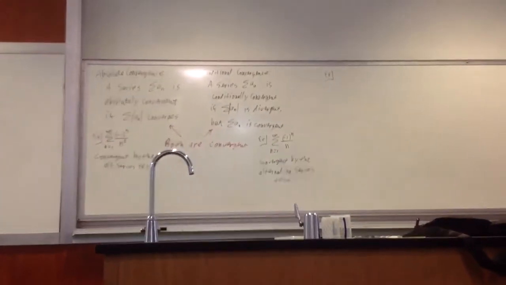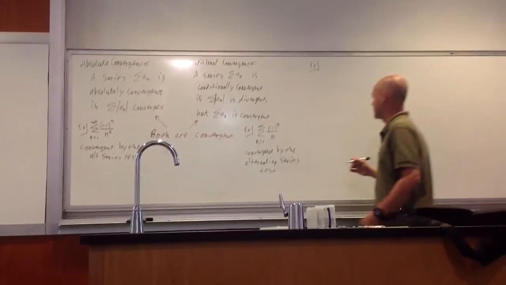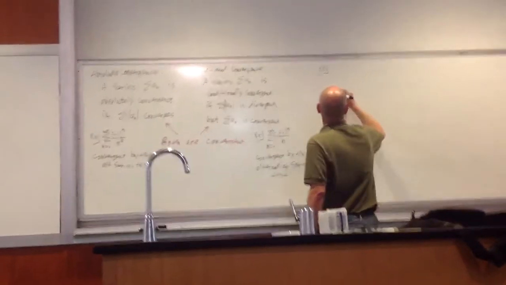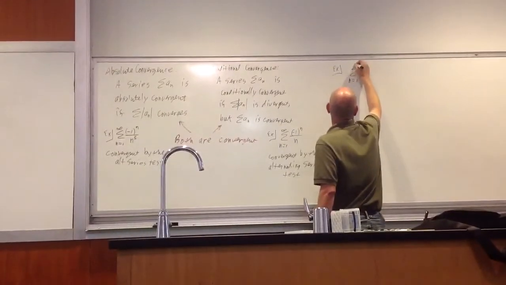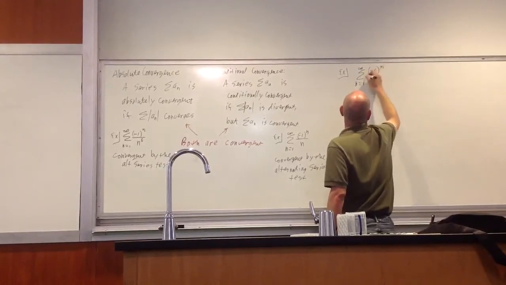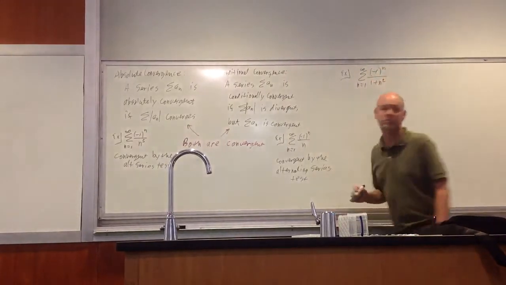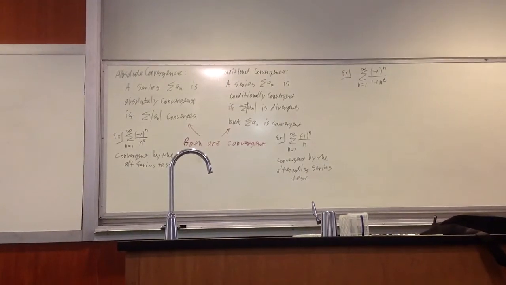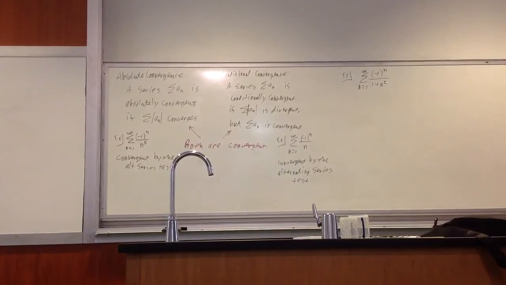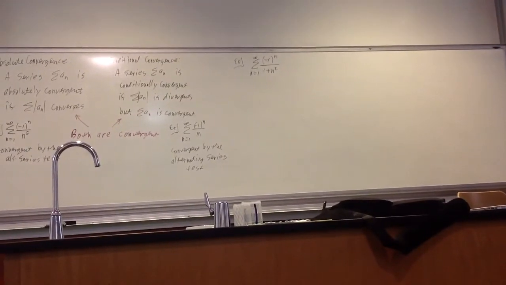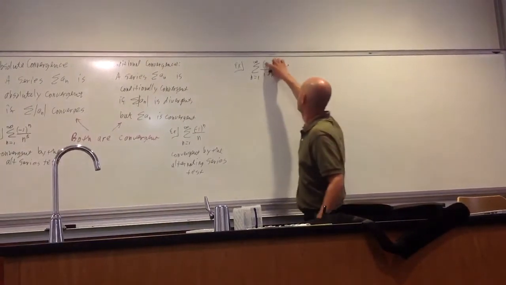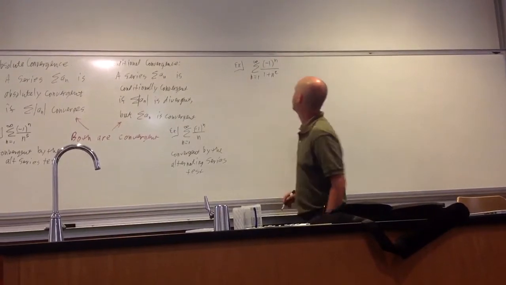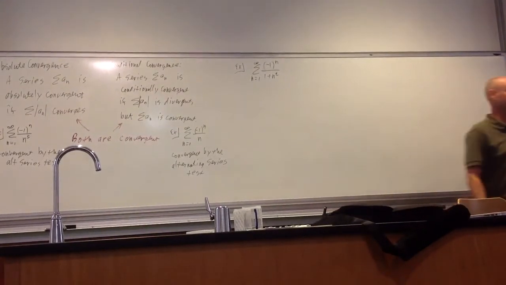Jump ahead if we want to. So let's say, let's answer. Those will be my second example. So here we have the summation of -1 to the n power over 1 plus n squared.